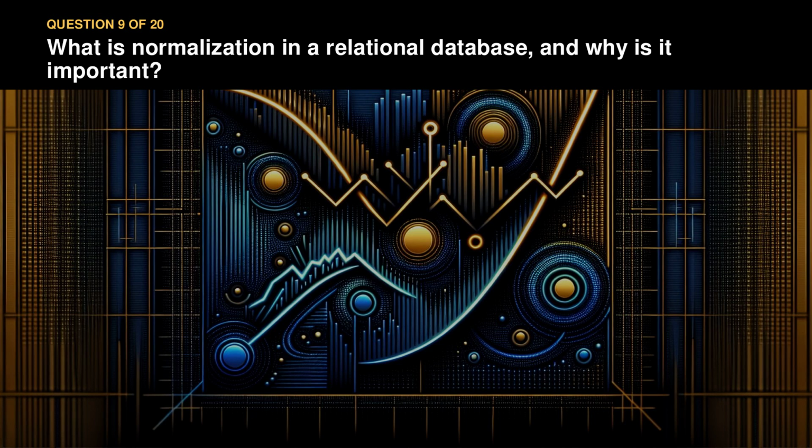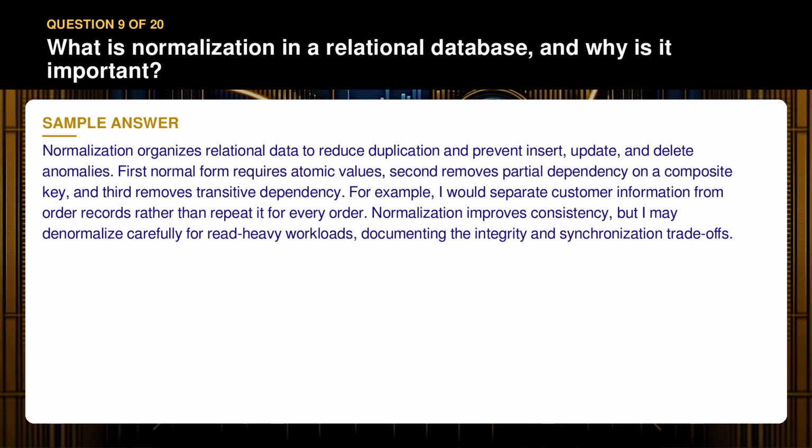Question 9. What is normalization in a relational database, and why is it important? Normalization organizes relational data to reduce duplication and prevent insert, update, and delete anomalies. First normal form requires atomic values, second removes partial dependency on a composite key, and third removes transitive dependency.